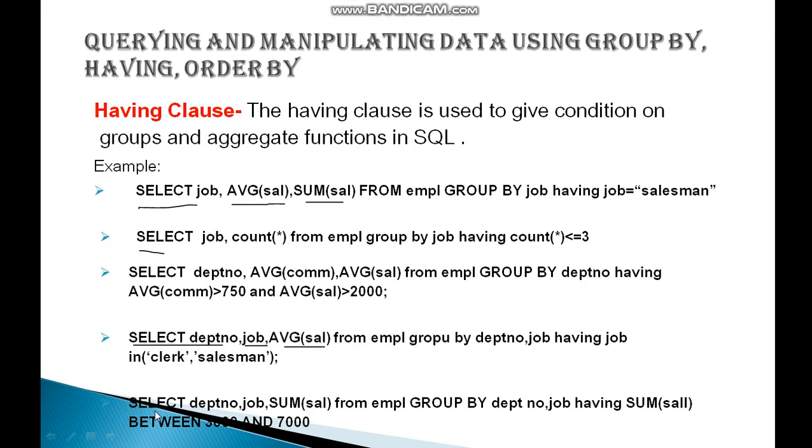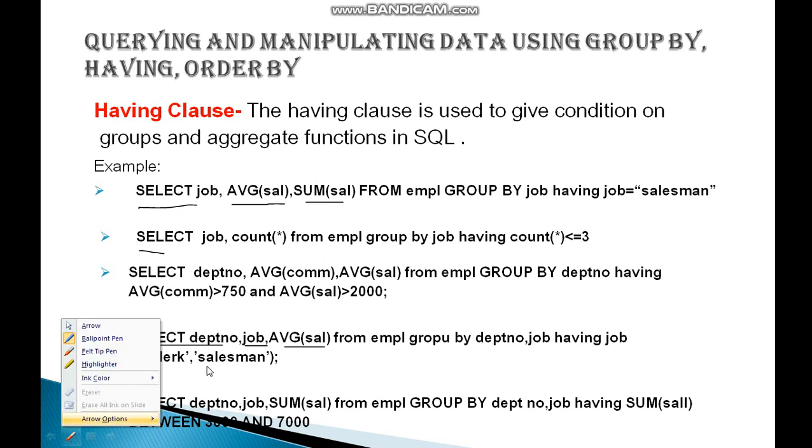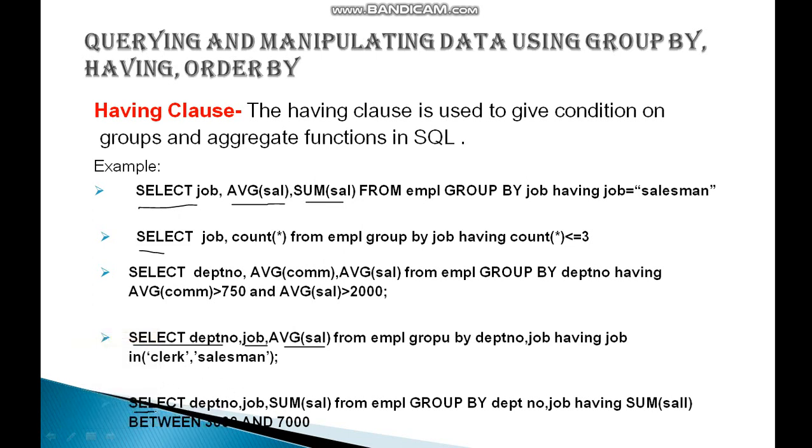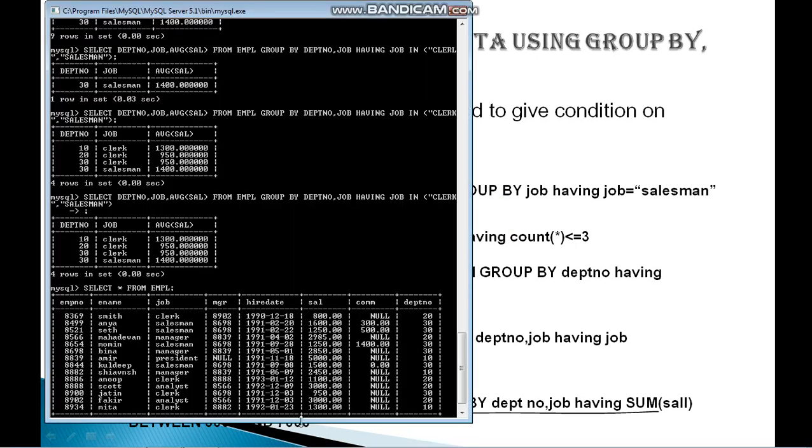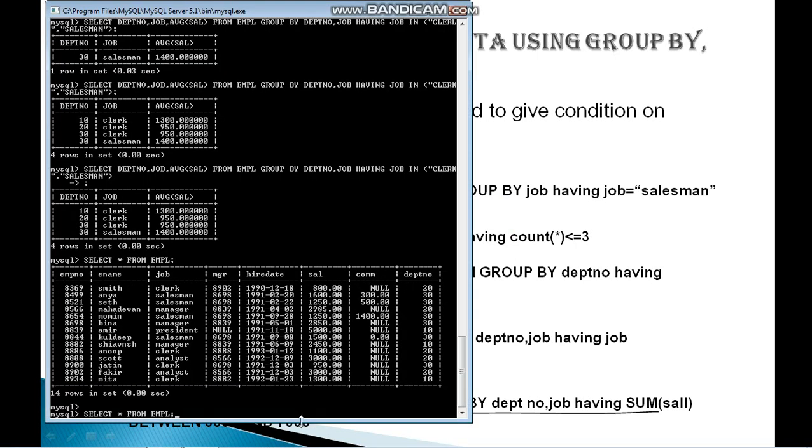So the last query is: select department number, job, sum of the salary from the employee group by department number, again job, having sum of salary between 3,000 and 7,000. Here the condition is different. Here you have to display only the sum of the salary. Before, you were finding the average salary; here you want to find the sum of salary, and whose salary is between 3,000 and 7,000, including the values 3,000 and 7,000.